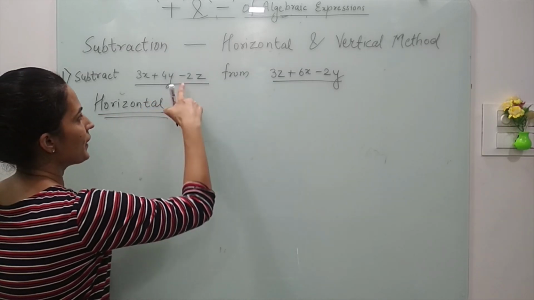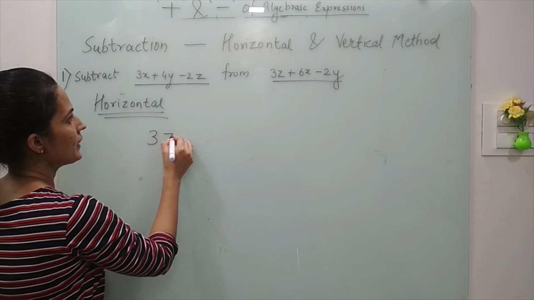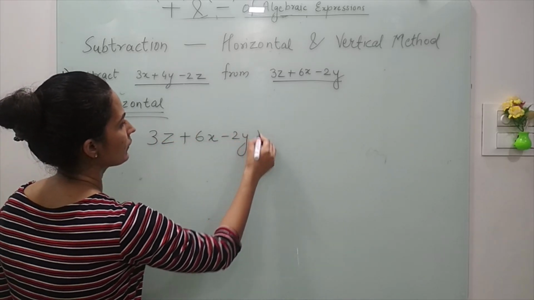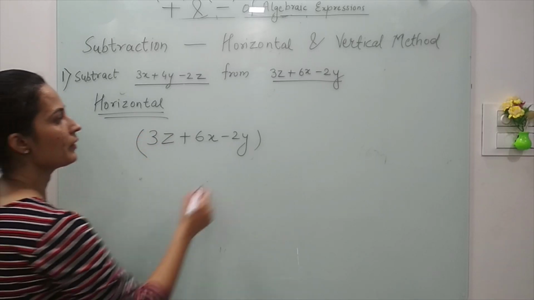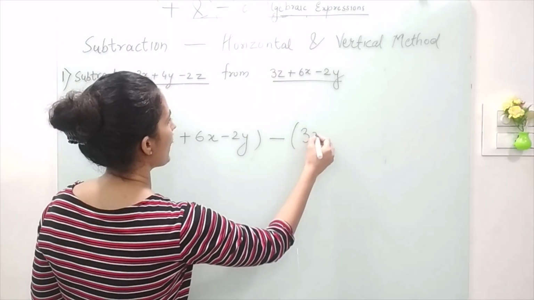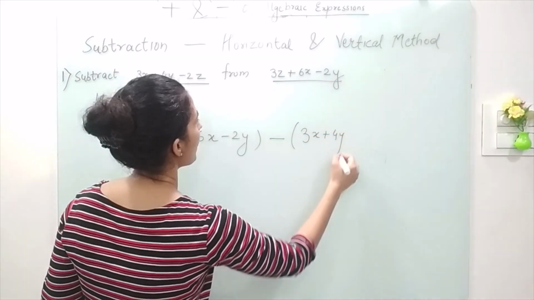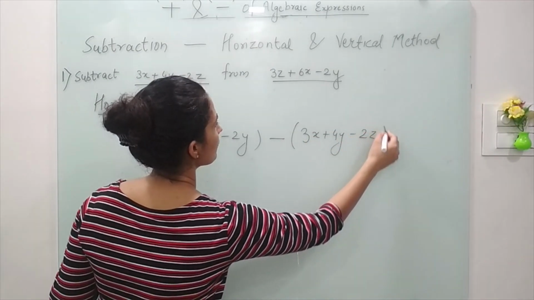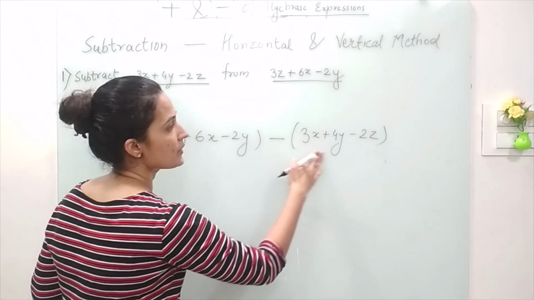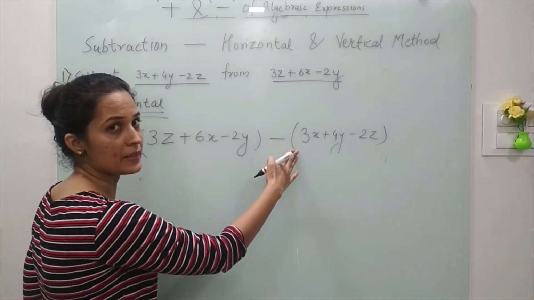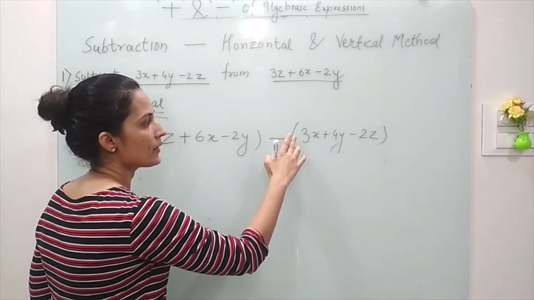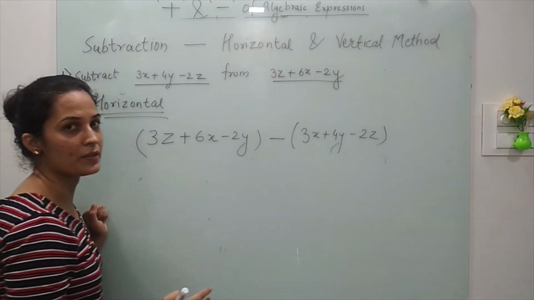So I have to subtract this from this, which is 3z plus 6x minus 2y. This is one expression minus this, that is 3x plus 4y minus 2z. Do not forget to put this expression in the brackets, because when we are going to subtract this complete term, the signs of all of this are going to change. Let's see how.